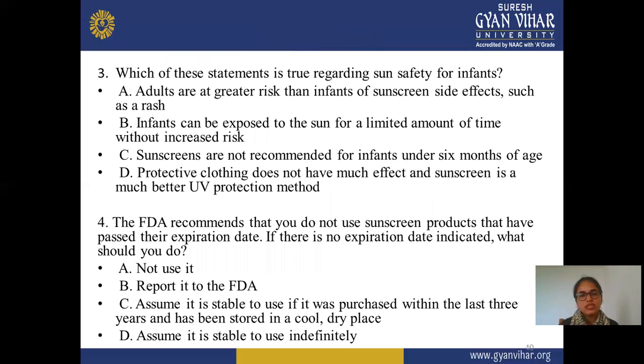Next, the third question: which of these statements is true regarding sun safety for infants? Everyone can use sunscreen, but there are some directions according to age. You can select the correct option out of these four options. A, adults are at greater risk than infants of sunscreen side effects such as rash. B, infants can be exposed to the sun for a limited amount of time without increased risk. C, sunscreens are not recommended for infants under six months of age. D, protective clothing does not have much effect, and sunscreen is much better than other UV protection methods.